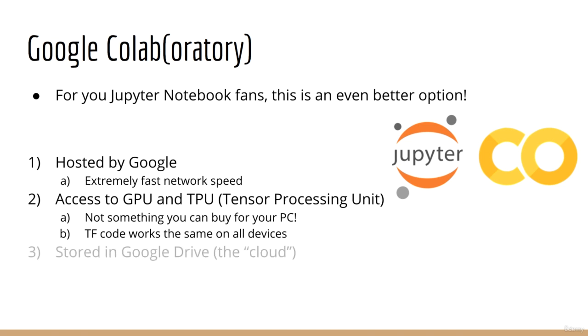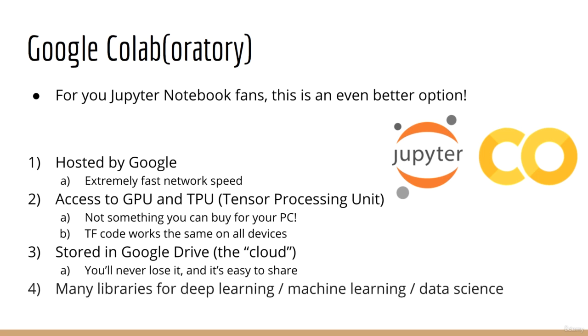Generally speaking, the same code will work, whether you're using a CPU, GPU, or TPU. Third, the Colab notebooks are stored in your Google Drive, so it's in the cloud. You'll never lose it, and it's very easy to share with other people. Fourth is that many of the libraries you need for deep learning, machine learning, and data science are already included. In fact, I was surprised that there were many more than I assumed there would be. There are even competing deep learning libraries already included, such as Theano and PyTorch. So for those of you who hate doing environment setup, myself included, this is really truly awesome.